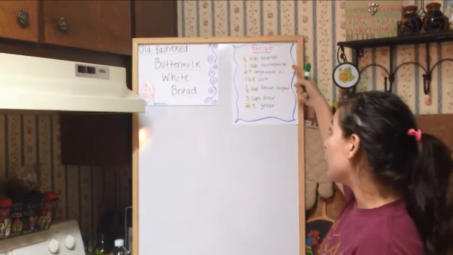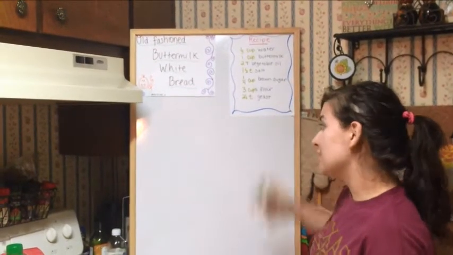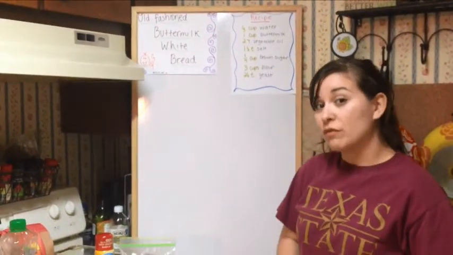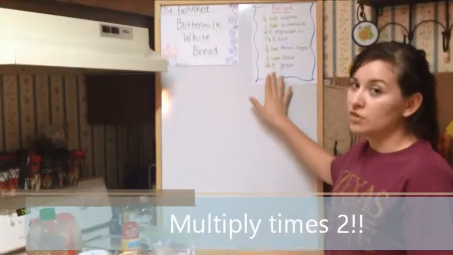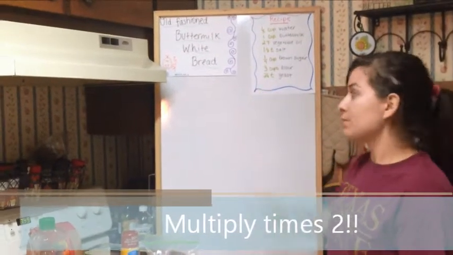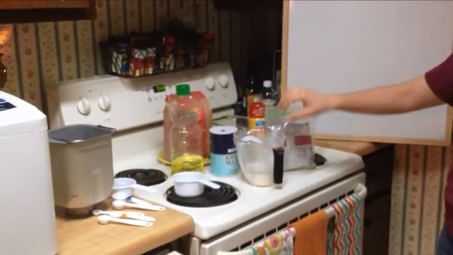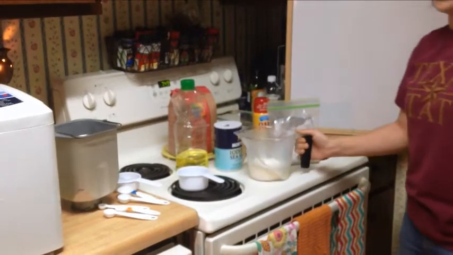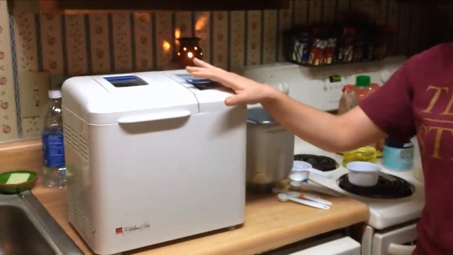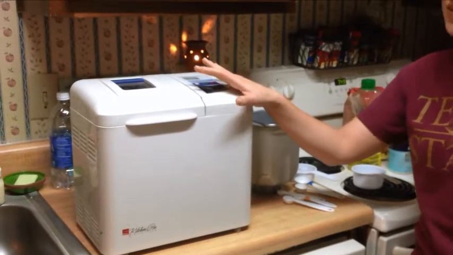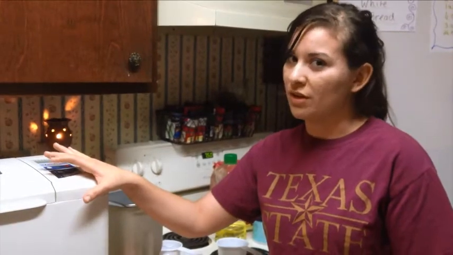We have water, buttermilk, vegetable oil, salt, brown sugar, flour, and yeast. And I'm actually having people over later tonight, so I need to make 2 loaves. So we're pretty much just going to be multiplying all these fractions by 2. So we have all the ingredients here. Got our yeast, buttermilk, nice and sour. And this is a bread machine. I know that making bread sounds like it's really hard, but it's actually really easy and it's very rewarding, and your friends will think that you're really cool because you made homemade bread.